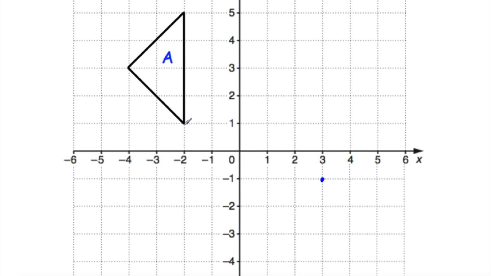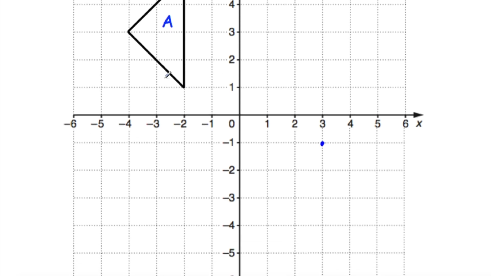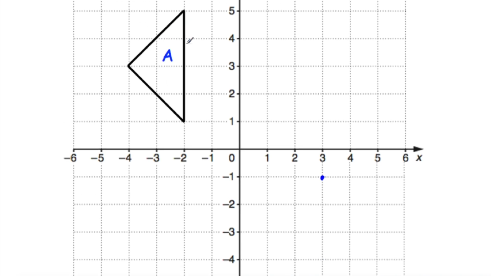This point here, 5 right and 6 down. So let's move this point 5 right and 6 down. So 1, 2, 3, 4, 5 right and 6 down. 1, 2, 3, 4, 5, 6. And let's just check. This side has got a height of 1, 2, 3, 4. So if we go back up, 1, 2, 3, 4.